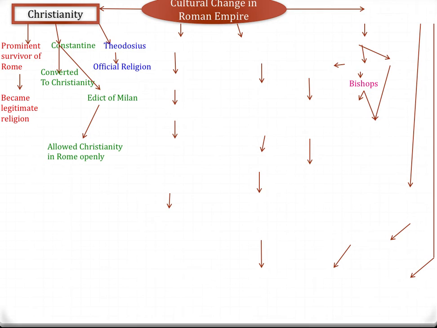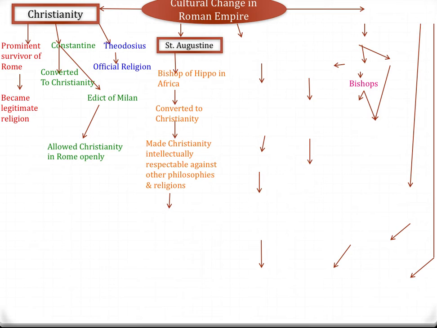So one of the more prominent people in Christianity is St. Augustine. He was the Bishop of Hippo in Africa. He also converted to Christianity, and he made Christianity intellectually respectable against other philosophies and religions, meaning that he was able to use Christianity to defend itself and to defend the practice and the doctrine of it. And he helped change the religion to a church. So he helped it become an institution. It wasn't just a religion that was practiced, but now an institution that could survive way beyond its starting point.